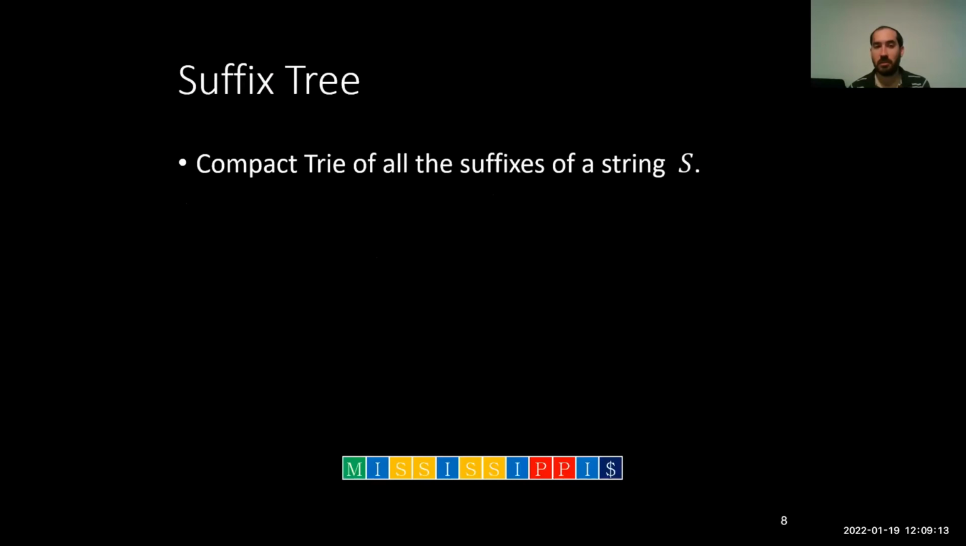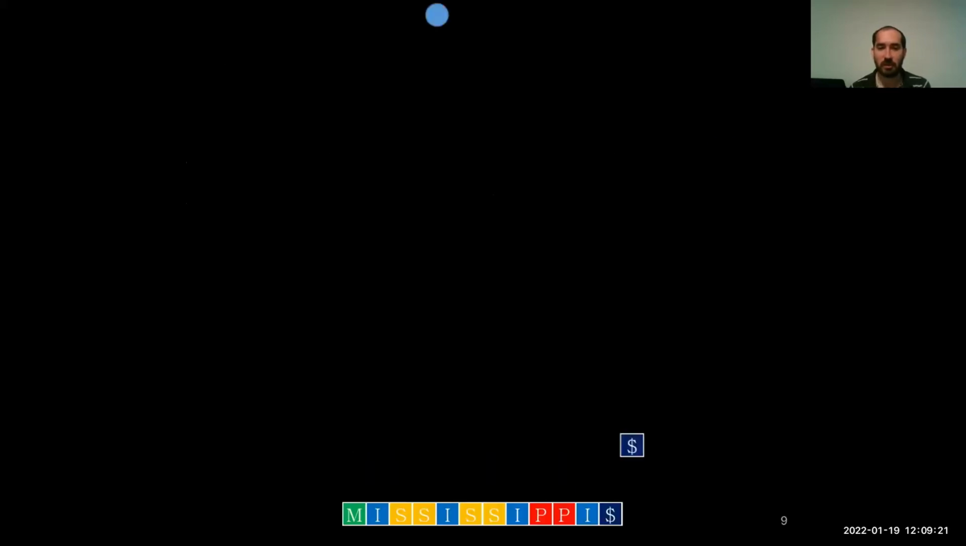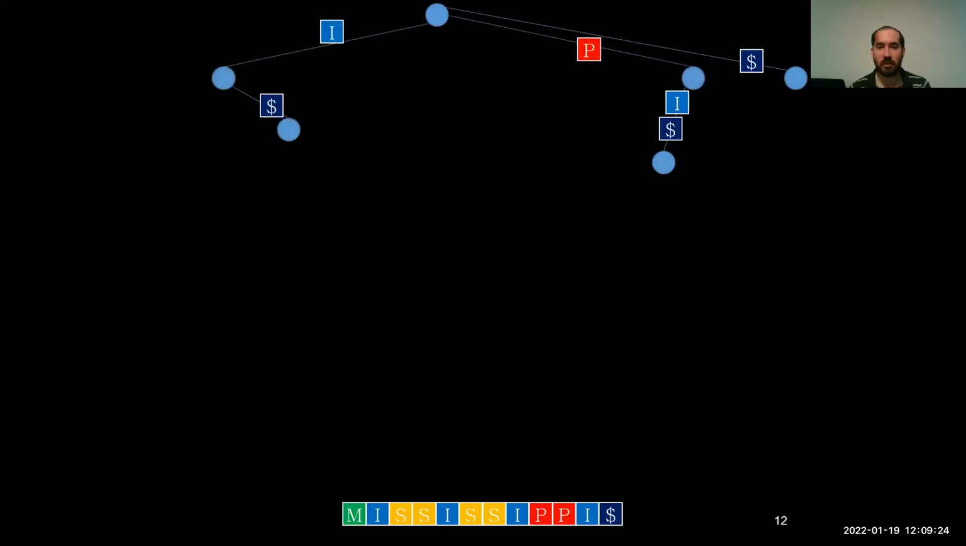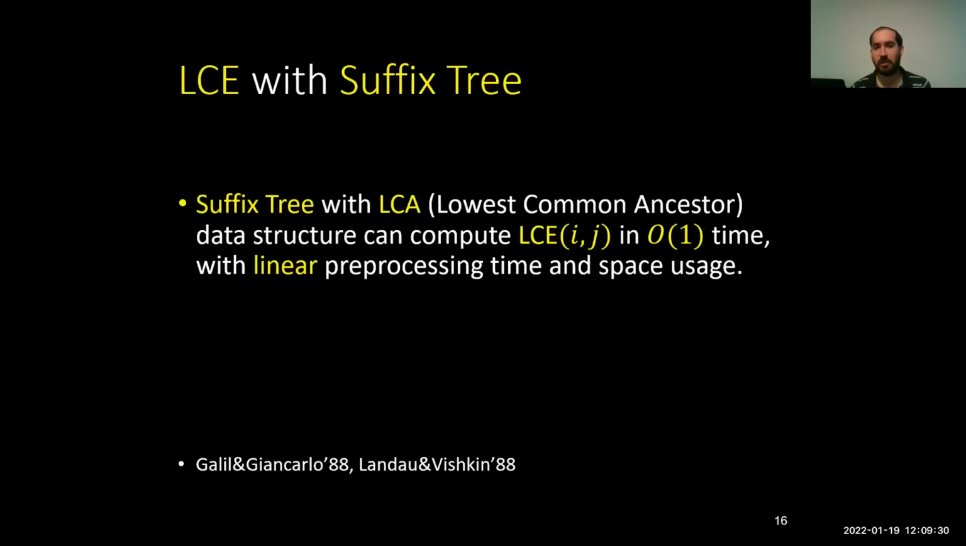And as probably many of you already know, there is a classic solution that uses suffix trees. Just to recall, a suffix tree is the compact trie of all the suffixes of a given string. It is well known from the 80s that one can build a suffix tree in linear time and add an LCA, which is a lowest common ancestor data structure, on this tree. The whole construction time and space usage is linear, and then the LCA queries can be solved in constant time. So it's kind of an optimal data structure.